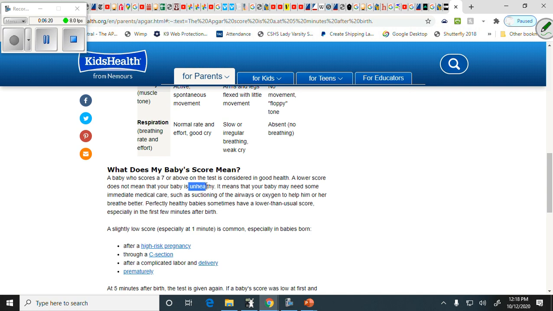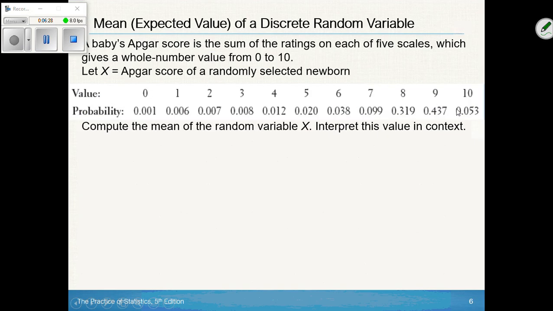And a lower score doesn't necessarily mean that the baby's unhealthy. They just perhaps need some immediate medical care, such as suctioning the airways or whatever. So that's what's going on with this example. It says find the mean of the random variable x. Again, it's the same thing as the expected value. So 1 out of 1,000 babies gets a 0, 6 out of 1,000 get a 1, etc., etc.